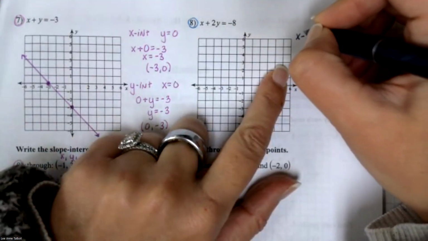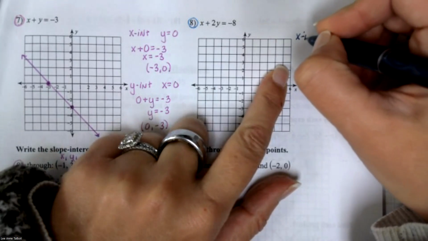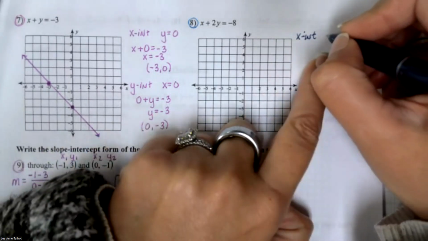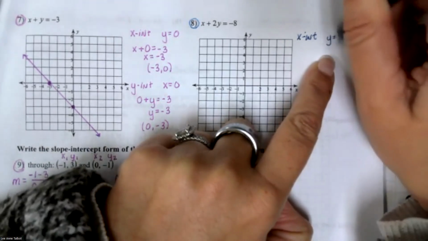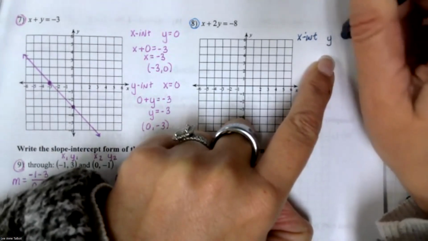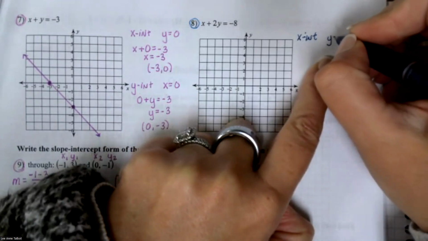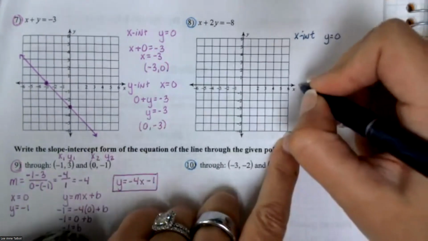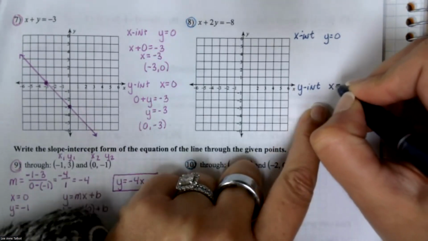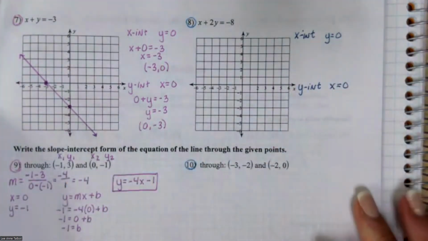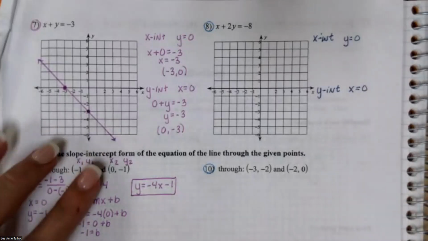All right. X intersect. Please stop. Y equals 0. Y intersect, X equals 0.